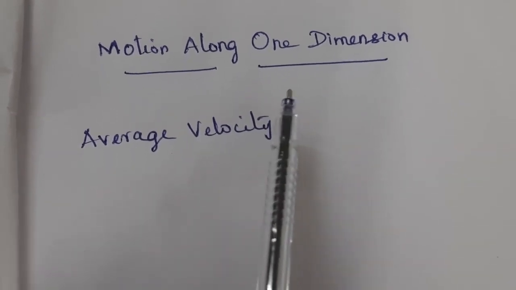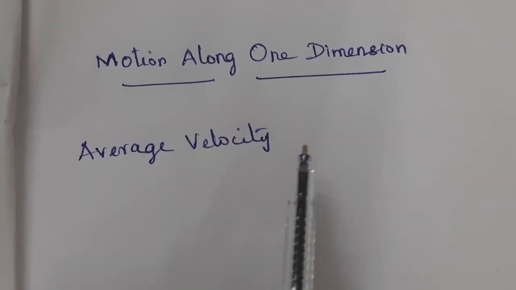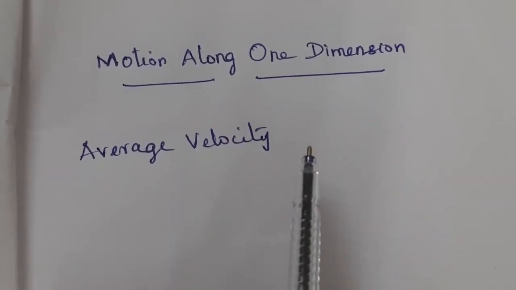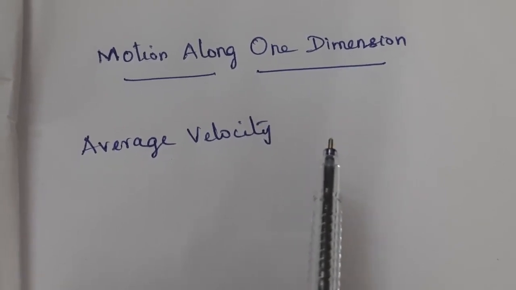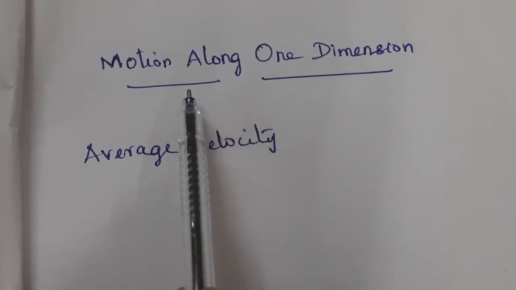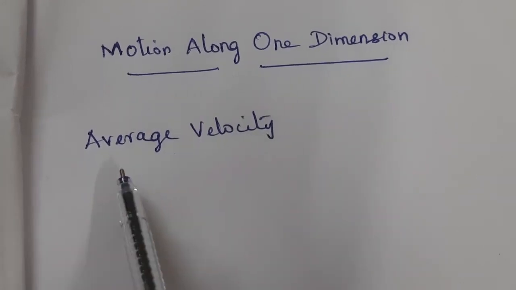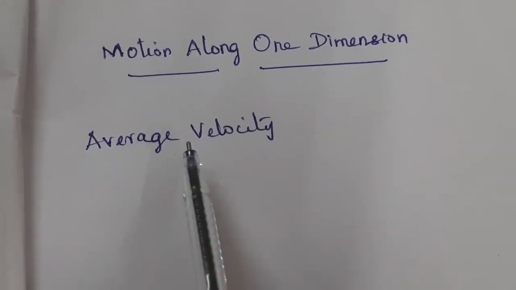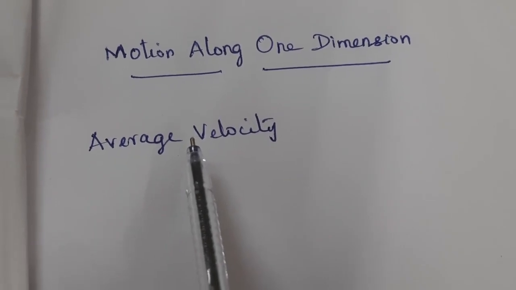Two dimension means it is specifying the plane. That is, two of the three coordinate axes are changing with time. Three dimensions means all three coordinates change with time. Okay. Today, motion along one dimension. In this topic, first average velocity. What is average velocity?